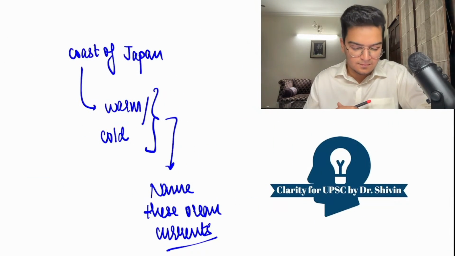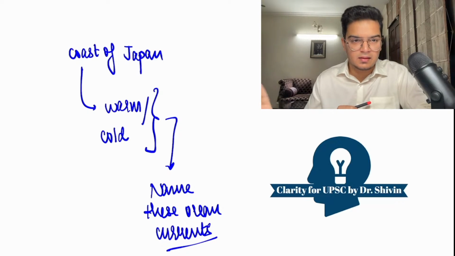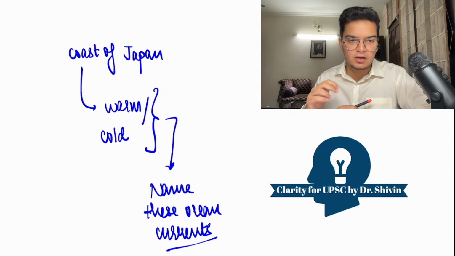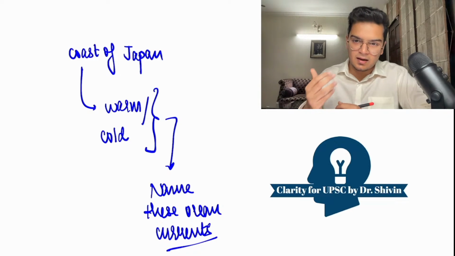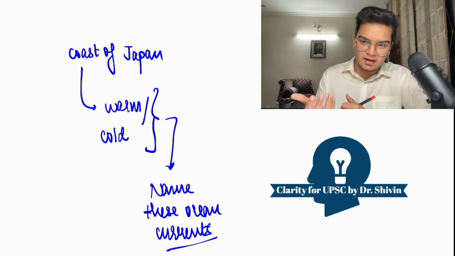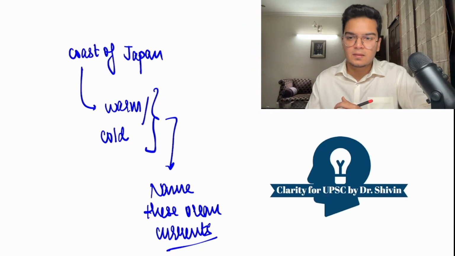Now next, the 2 currents that go off the coast of Japan. Again, not a very difficult question in my opinion. NOx and SOx are not natural. They are coming out of anthropogenic activities, right?